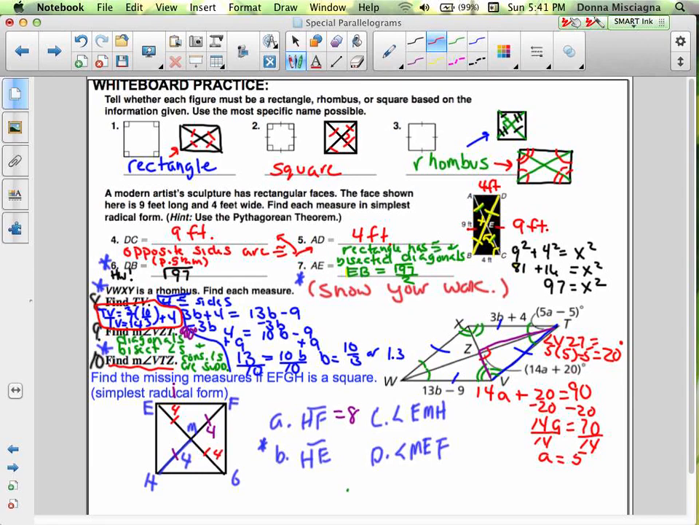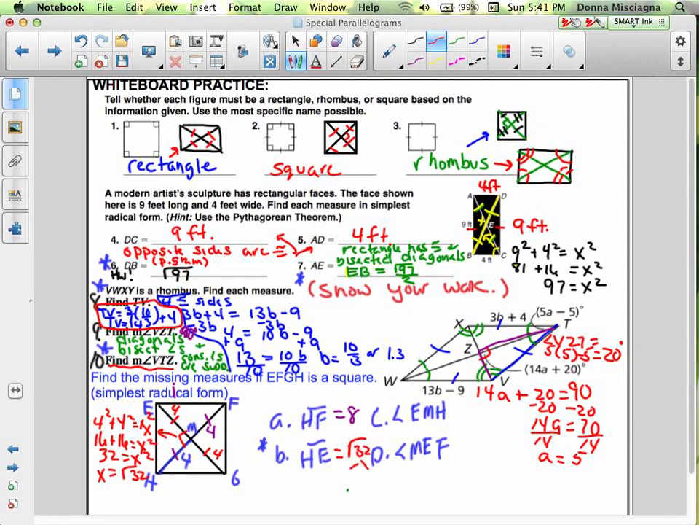Because this is a square, the diagonals are perpendicular. Oh, look at that. We got a right angle. Where's the hypotenuse? It's right there. So we can solve for HE by doing 4 squared plus 4 squared equals x squared. So that would be 16 plus 16 equals x squared. And that would be 32 equals x squared. This one will simplify. So HE, x, is the square root of 32.